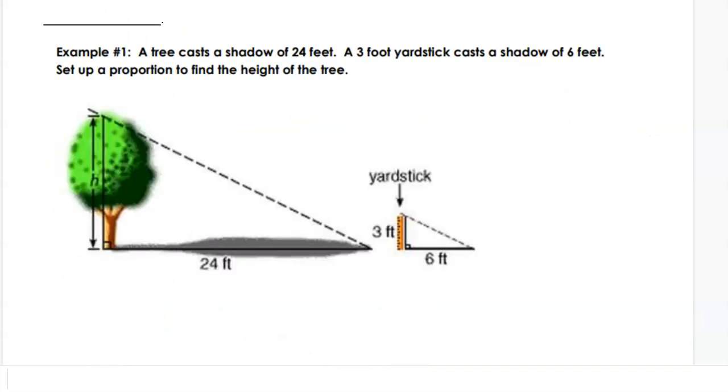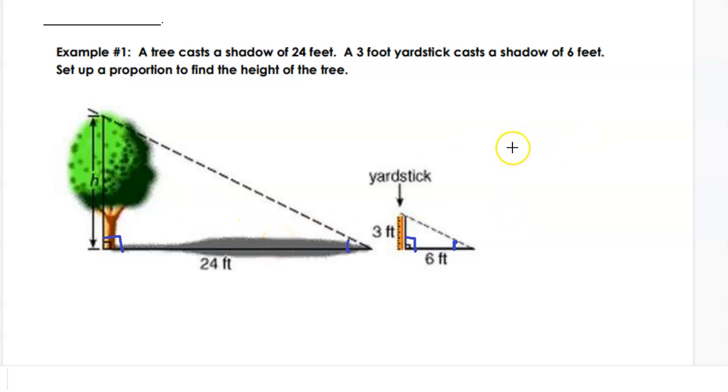Example one: a tree casts a shadow of 24 feet. A 3-foot yardstick casts a shadow of 6 feet. Set a proportion to find the height of the tree. The tree forms a right angle with the ground and the yardstick is forming a right angle with the ground. You can assume that this angle here is also congruent. So these two triangles are going to be similar.